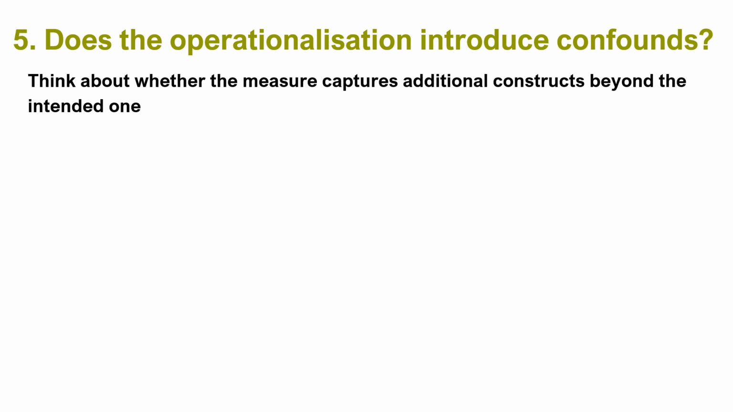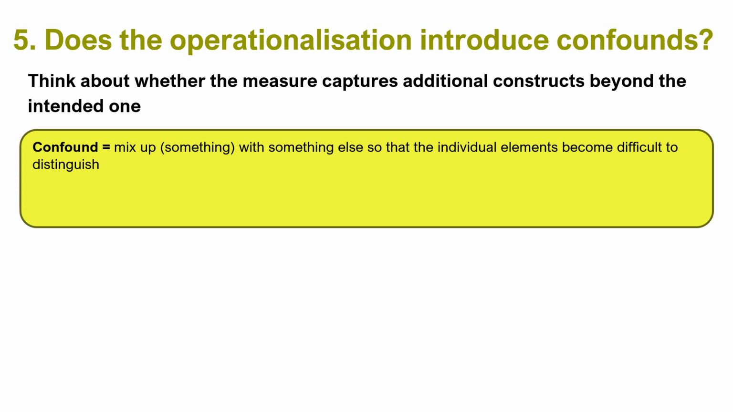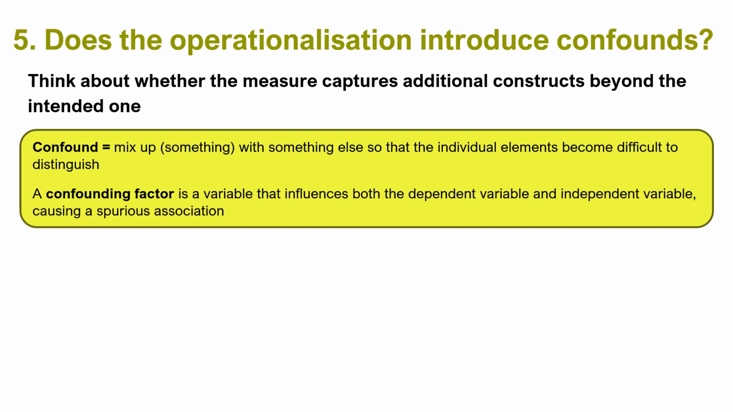Think about whether the measure captures additional constructs beyond the intended one. So confound means to mix something up with something else so that the individual elements become difficult to distinguish. In research, we talk about confounding factors. So that would be a variable that influences both the dependent and the independent variables, causing a spurious association.